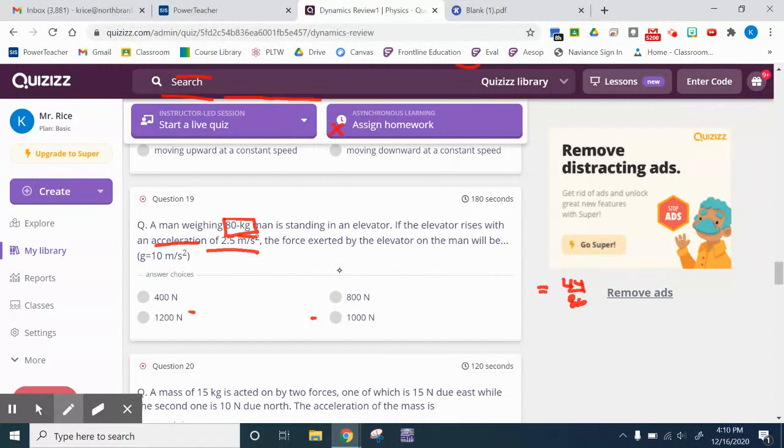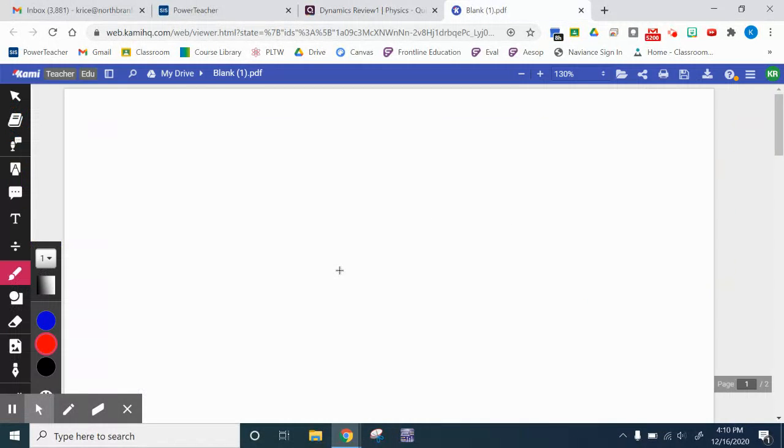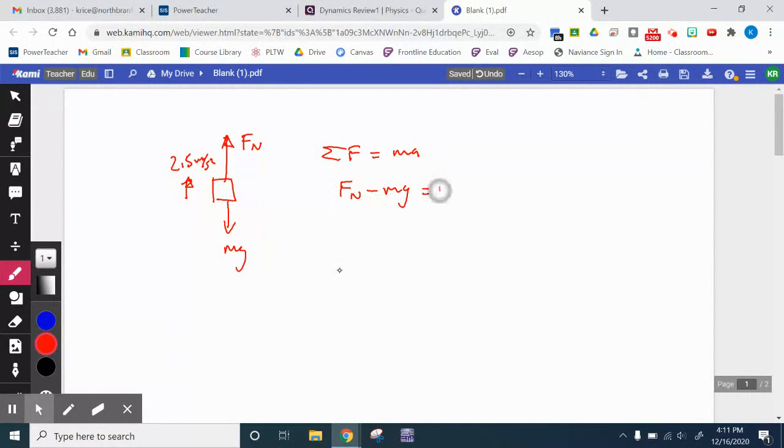Let's do a little math. I'm going to sheet over to here. Our free body diagram, we'll just call that the man. We'll call that mg, his weight, and we'll call this the normal force of the elevator, which is also his apparent weight. So we're looking for apparent weight here. Sum of the forces has to be equal to ma. We said that a was the 2.5 meters per second squared upwards. Sum of the forces in this case is the normal force up minus mg down, and we kind of get the familiar result that the normal force is going to be equal to m times a plus g over here.